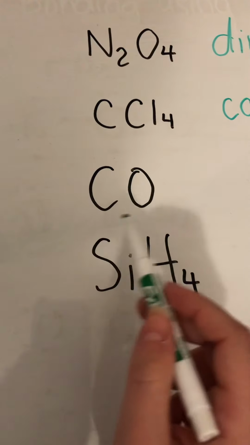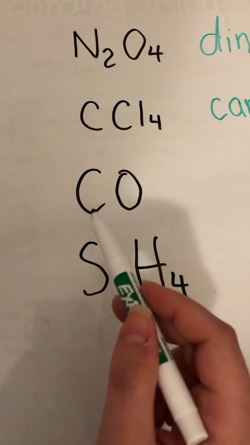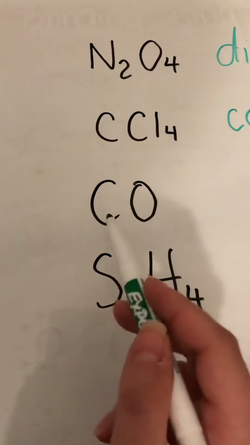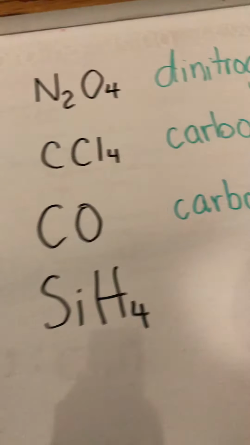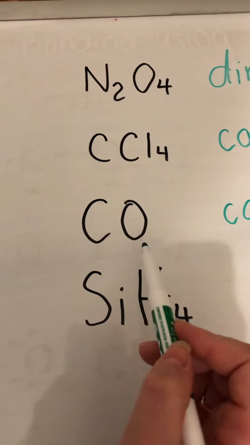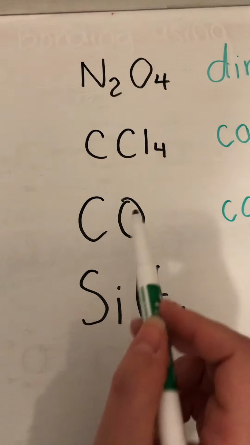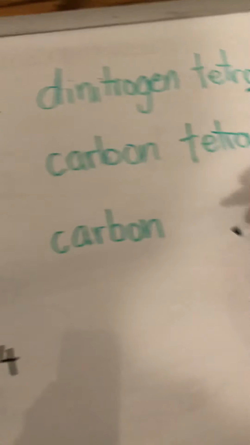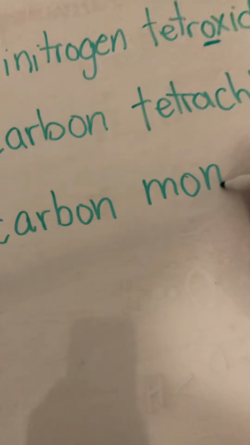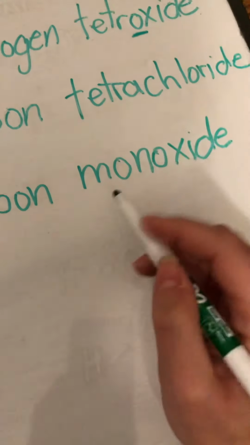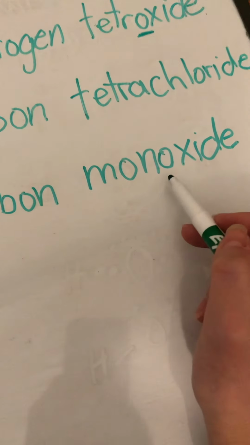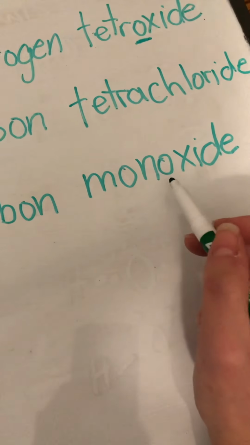So then for this one here, we have 1 atom of each of carbon and oxygen. But remember, we don't use mono for the first one. So it's just going to be carbon again. But we do use it for the second one. So since there's 1 atom of oxygen, we write monoxide. So it's not going to be monooxide because again, that would be 2 vowels. So we just drop the first o and we do monoxide.